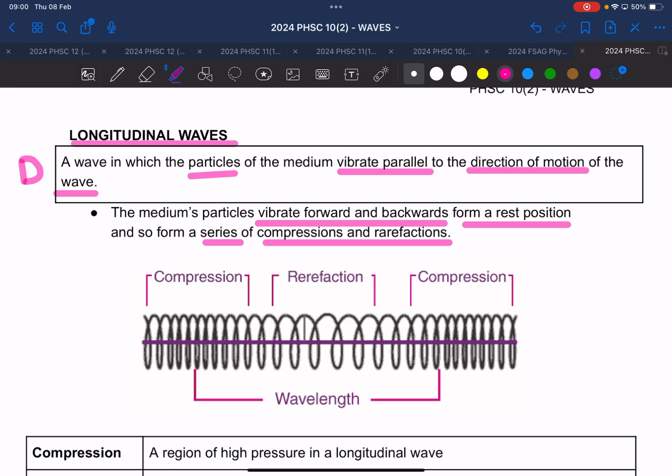Compressions and rarefactions. If you look here, there's the slinky. You can see where the coils are pressed close together, it's called a compression. And where they are far apart is called a rarefaction. Then a wavelength is from one compression to the next. That is the wavelength.